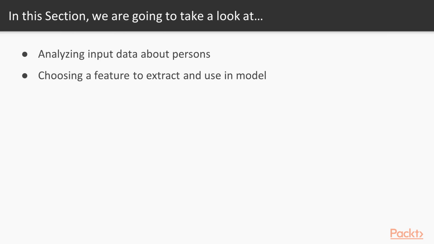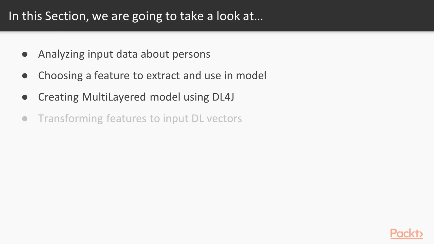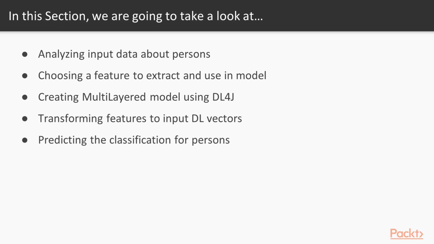Next, we will be choosing a feature to extract and use in a model. So we'll choose that feature and we'll use it as the input feature for a deep learning neural network model. The third video will be about creating that model with a multi-layered approach using the DeepLearning4j API. Then we'll be transforming features to input deep learning vectors, and finally we'll be predicting the classification for our persons.